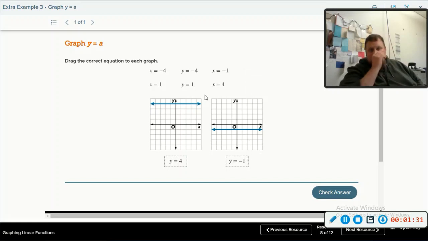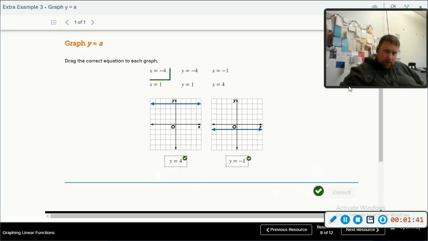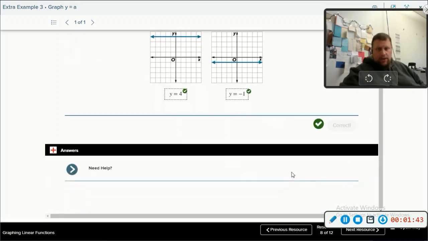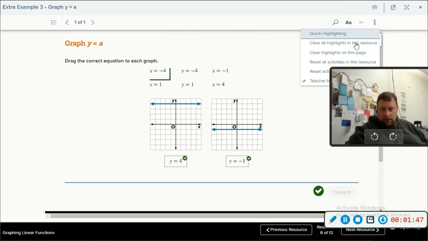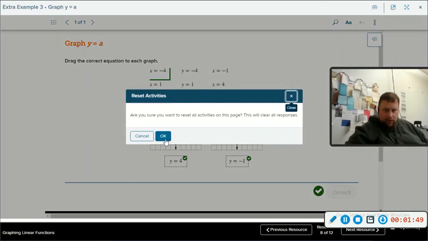So whenever you're just left with y equals, the graph of y equals anything is always going to be a horizontal line. Boom, right there. Check that action out. Anything else? Nope, we're good. Let's move this out of the way. I'm going to reset this so I don't forget later when I teach it.